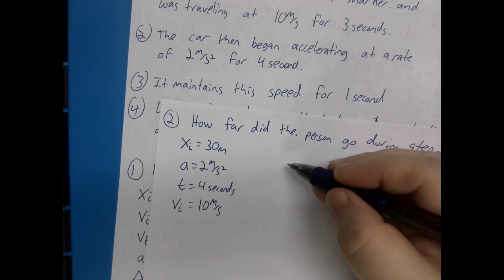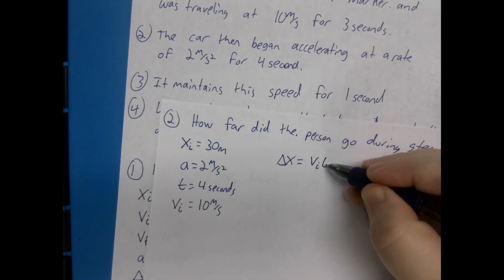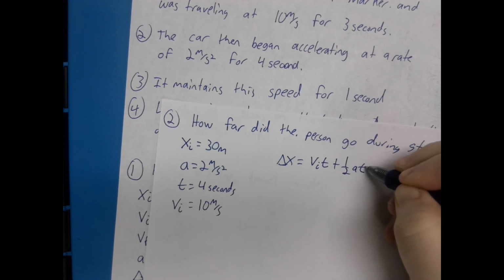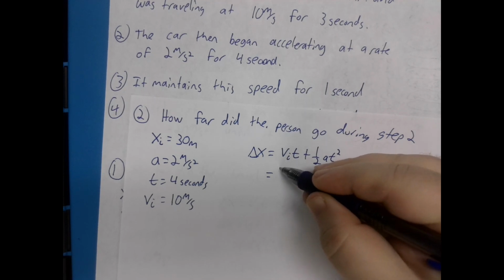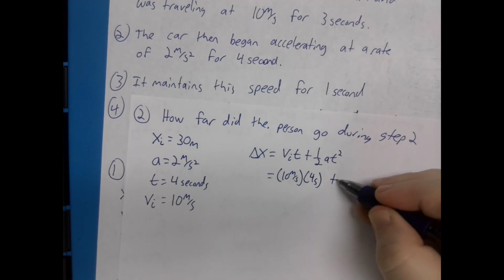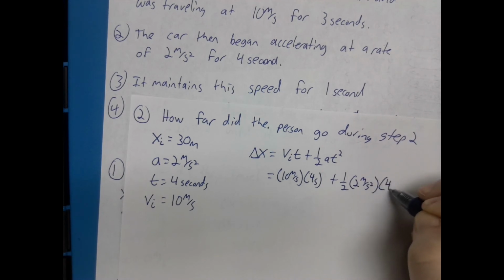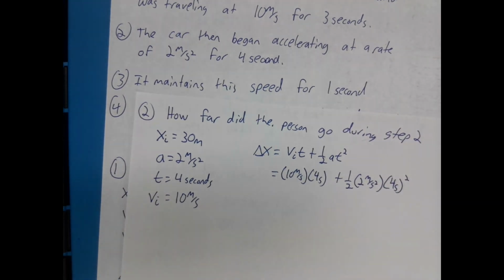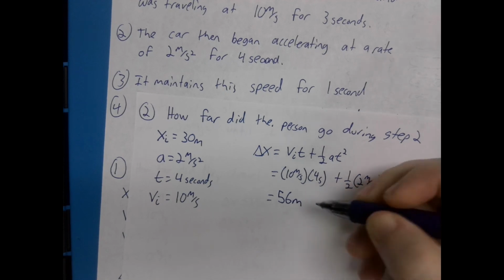So here we can figure out the change in x again. Change in x is equal to initial velocity times time plus 1/2 a t squared. So here we can plug this in. 10 meters per second, we did this for 4 seconds, plus 1/2, our acceleration is 2 meters per second squared, times 4 seconds squared. Here we can see that our change in x is 56 meters.